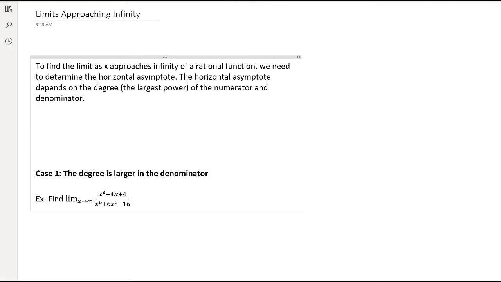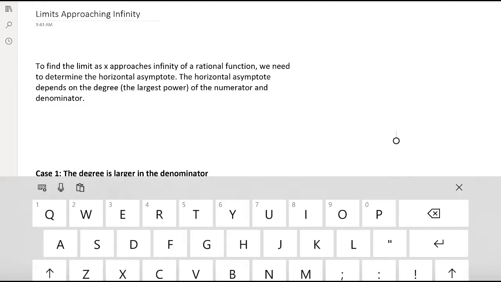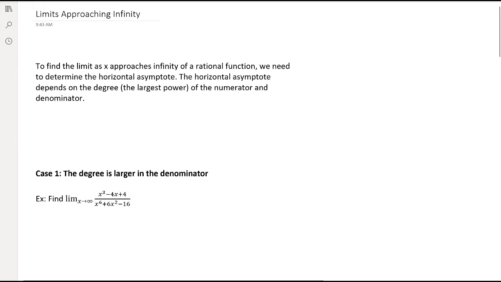Alright, in this video we're going to figure out how to calculate the limit as x is approaching either positive or negative infinity. So up to now we've been dealing with limits as x approaches a finite value. So what happens if x approaches infinity? Well, to find the limit as x approaches infinity of a rational function, all we need to do is calculate the horizontal asymptote. And don't worry about it. If it's been a while since you've done horizontal asymptotes, I will have a quick little review for you.